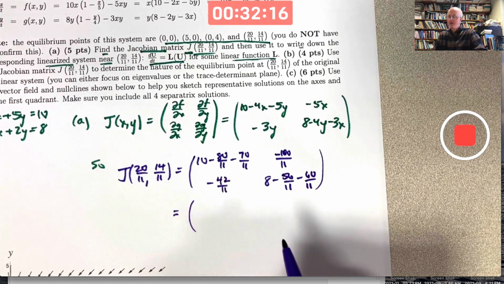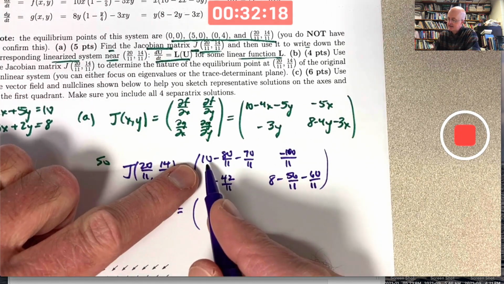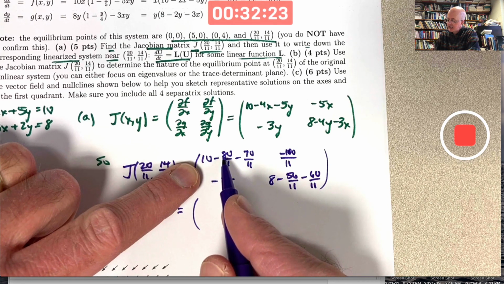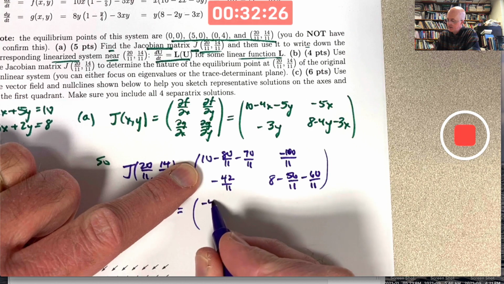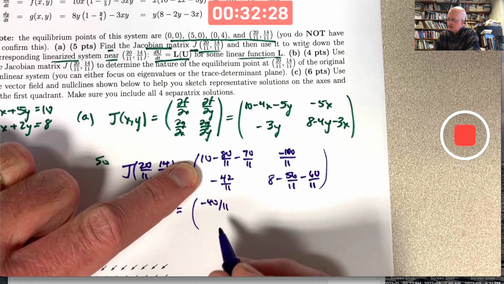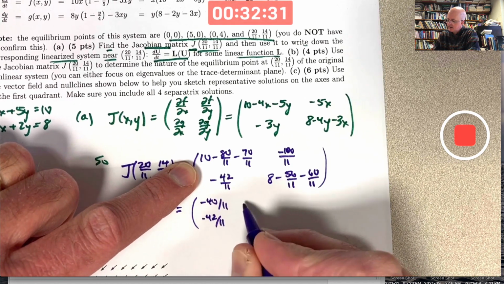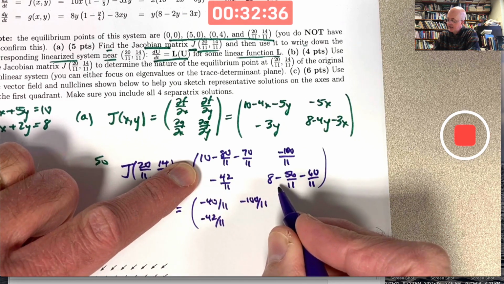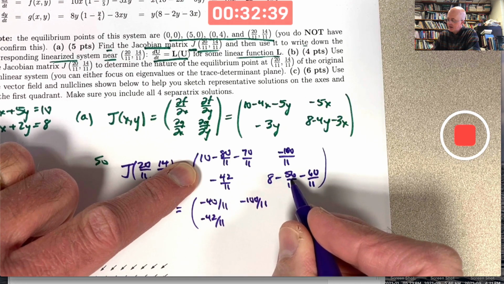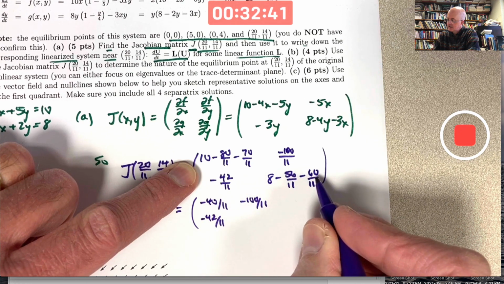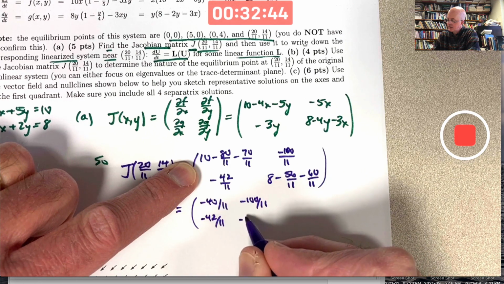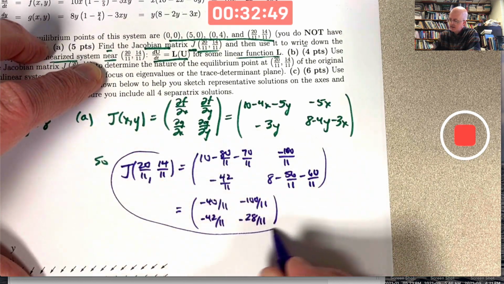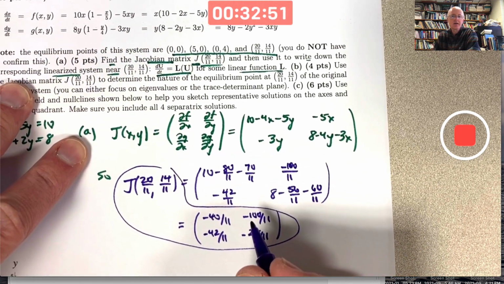Get a common denominator of 11 everywhere. 10 is 110/11. 110 minus 80 is 30. Minus another 70 is negative 40. And we also need to compute this one. 8 is 88/11. 88 minus 56 is 32. Minus 60 is negative 28. Hopefully no mistakes there. That would be the Jacobian matrix.